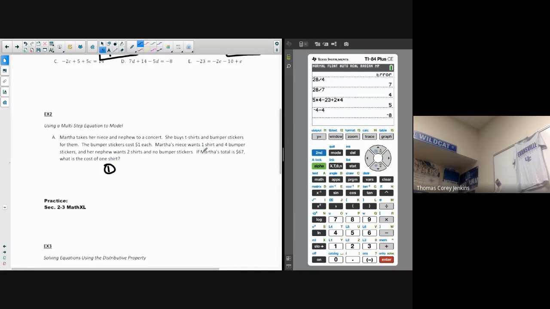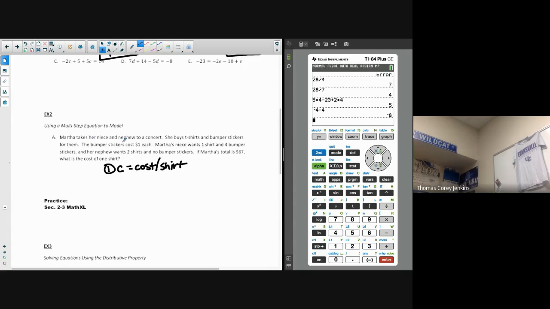So I know to define my variable, which is my first step on a word problem, I'm going to look at what does it want me to find. So right here it says, what is the cost of one shirt? So let's see, the cost per shirt. Okay. Now I'll go ahead and read the problem.